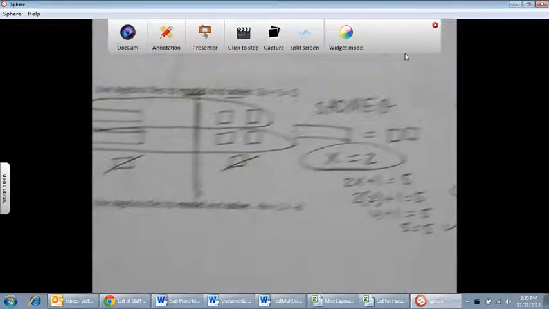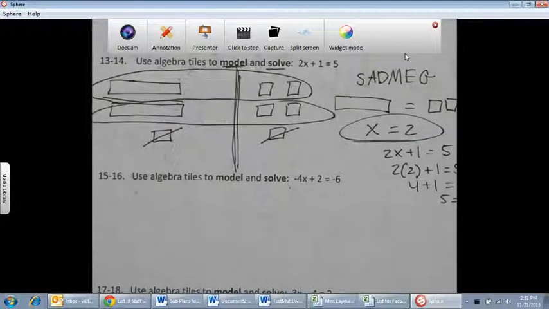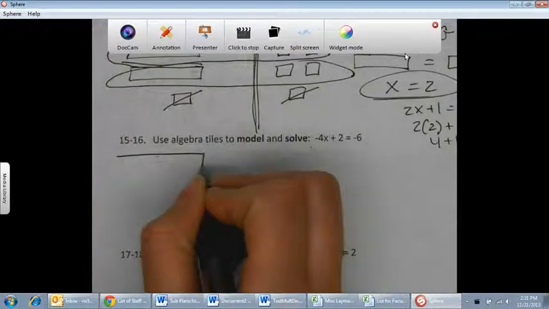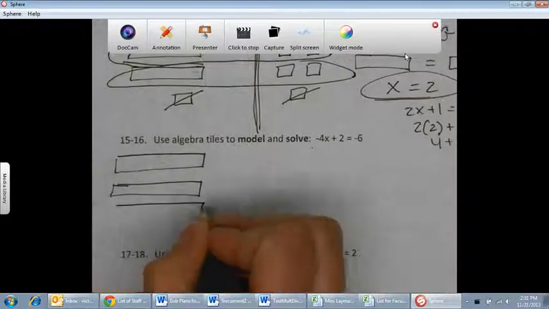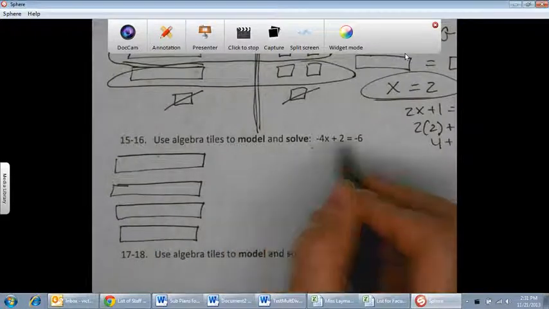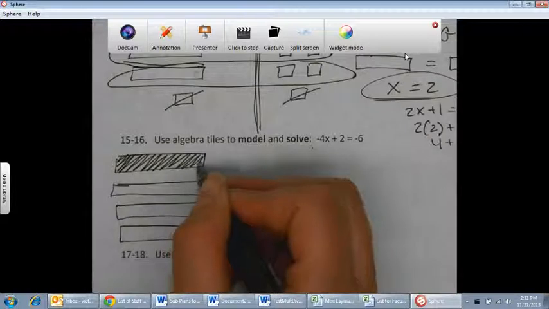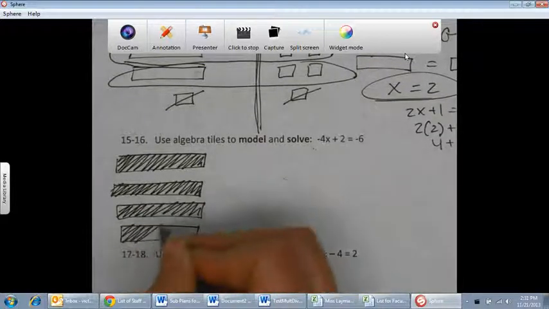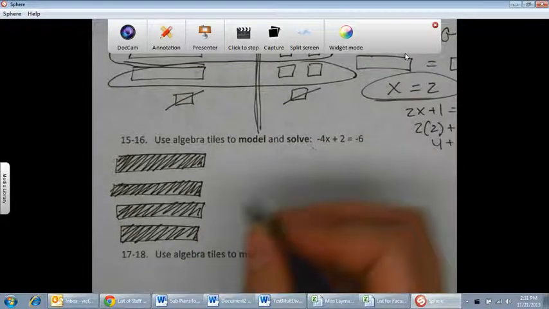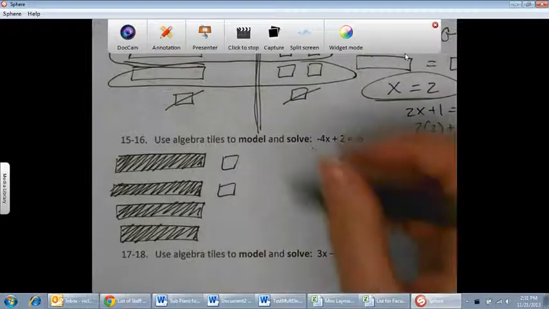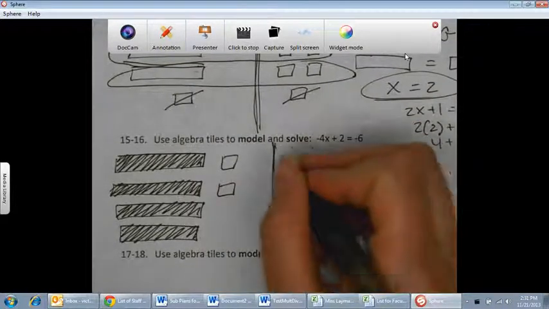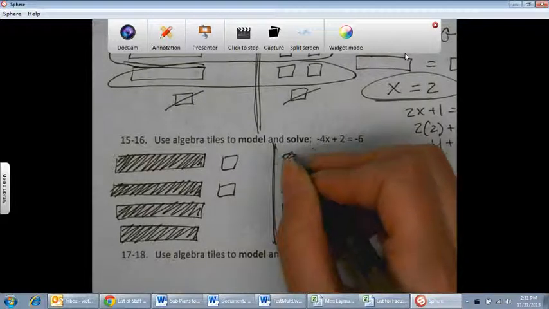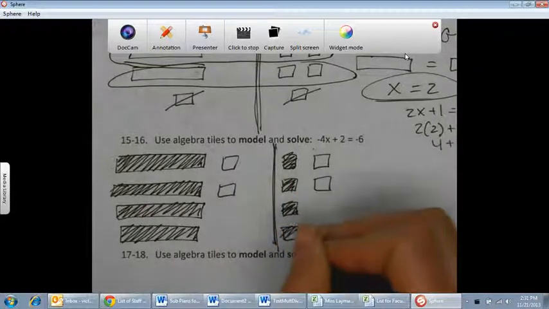Okay. So the next one I'm going to do is negative 4x minus 2 equals 6. So again, you want to draw 4 long rectangles for your x's. Except since they're negative x, we have to make sure that we shade them in. And then, of course, we have a positive 2. And then we have to draw our line, and we have to put our negative 6. But since it's negative 6, we're going to have to make sure that we shade those to show that they are negative tiles.